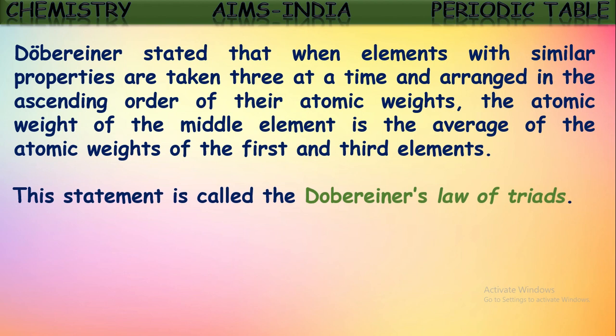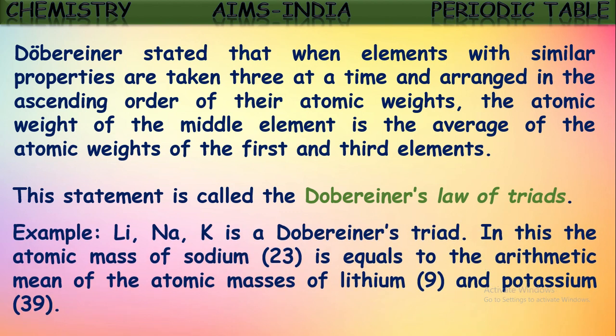This statement is called Döbereiner's law of triads. When elements are written in the increasing order of their atomic weights, the atomic weight of the middle element is equal to the arithmetic mean of the atomic weights of the first and third elements. This is Döbereiner's law of triads.